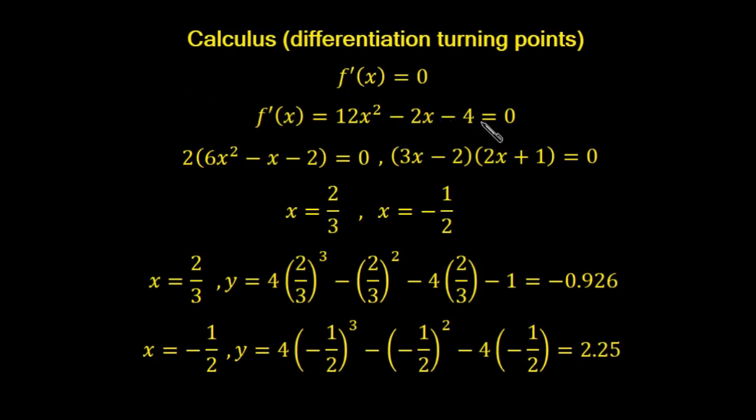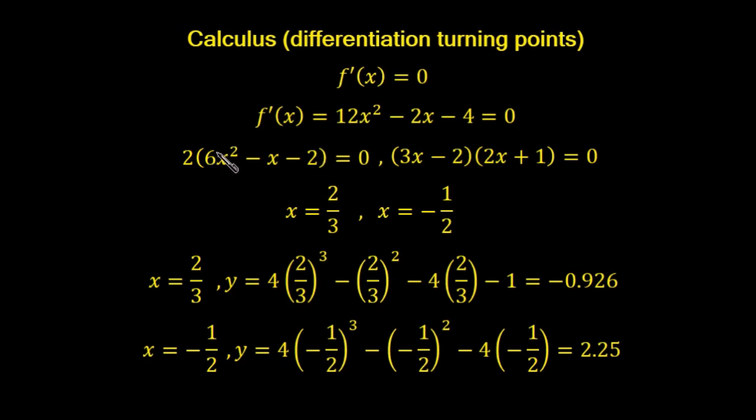And we've got that here. And whenever that is equal to 0, we know we've got a turning point. So we can take out a common factor of 2 here, so we're left with 6x squared minus x minus 2 is equal to 0. And then we can factor this.